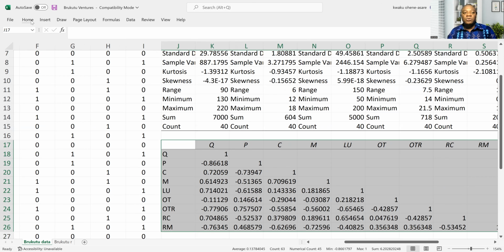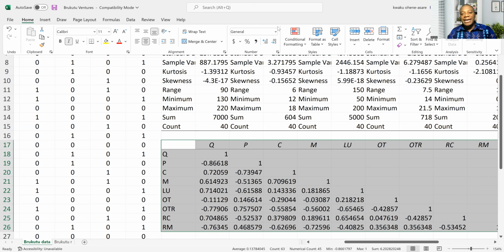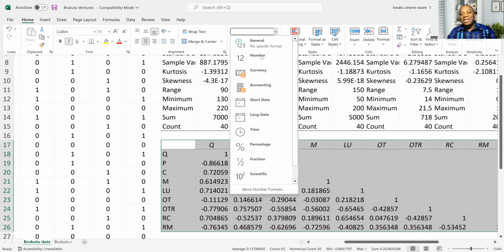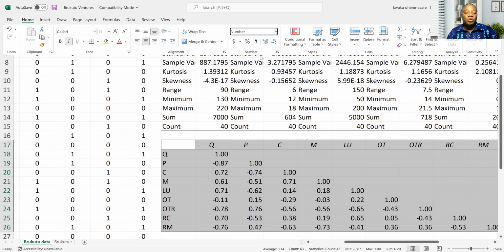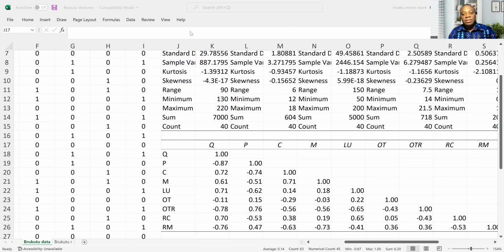And once you have that, you now go to Home and click on General and select number, and everything will turn to 2 decimal places. We did this. Do you remember? If you remember, just type Y for yes. That's what we did.